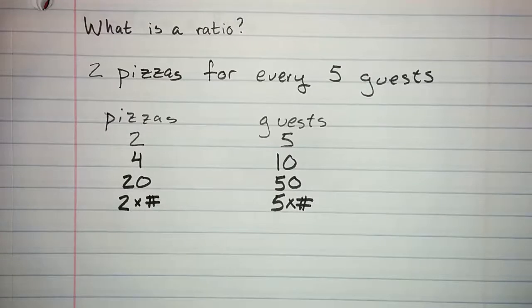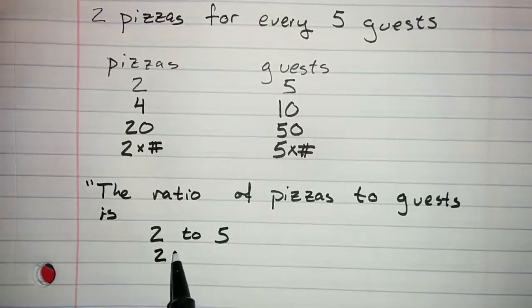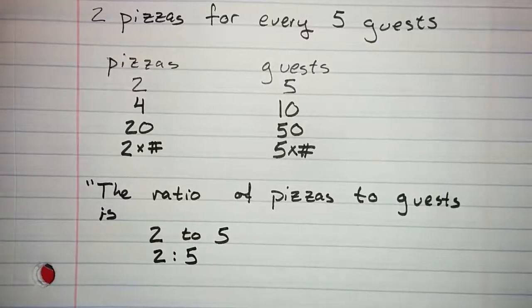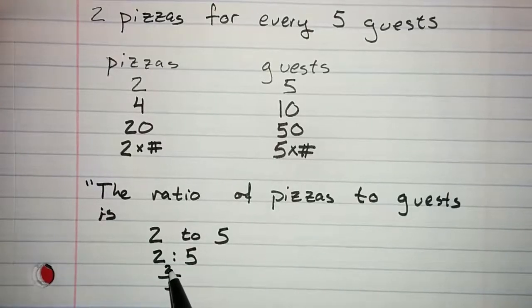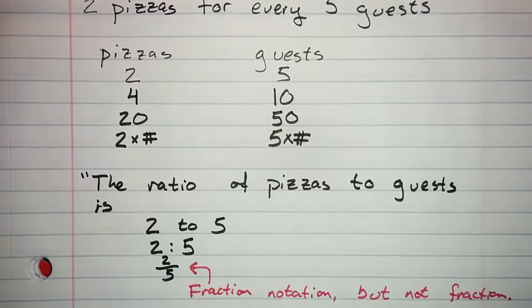In this situation, when we want to describe it, we say the ratio of pizzas to guests is 2 to 5, or we can write that with a colon, 2:5. Or the last way we can write that is in fraction notation, 2 for every 5. Notice though, when we write a ratio in fraction notation, it is not a fraction. What do I mean when I say that this ratio is not a fraction? It sure looks like a fraction.